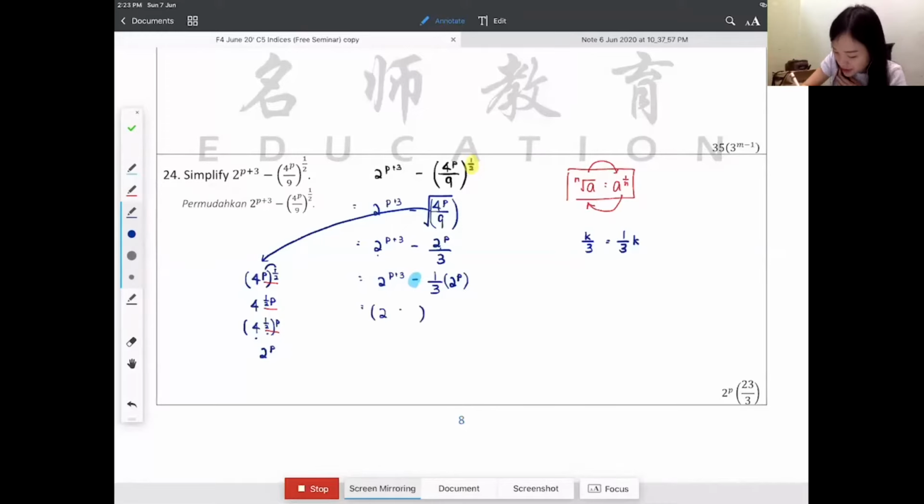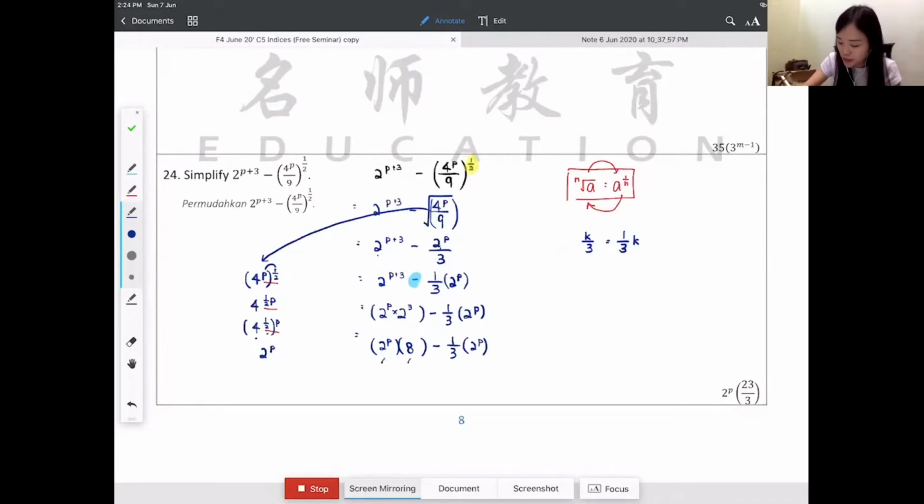Write 2 times. Who is in front? P. Who is at the back? 3. Plus, you separate it, times. Minus 1 over 3. This one, nothing to divorce. I just copy back the same thing. Correct? So I continue, separate to 2 brackets. Who is inside the first bracket? 2 power P. Who is inside the second bracket? 2 cube, 8. Saw it? 1 over 3 still the same. 2 power P still the same. Everything still the same. So perfect now.